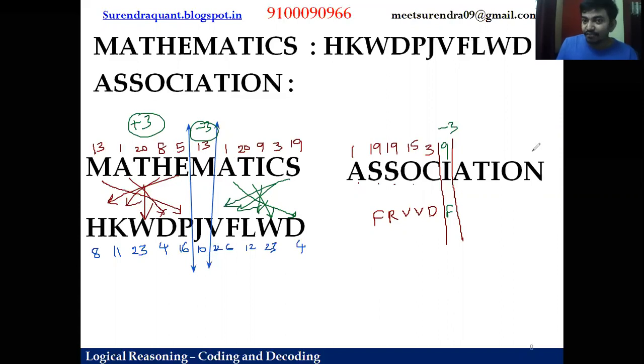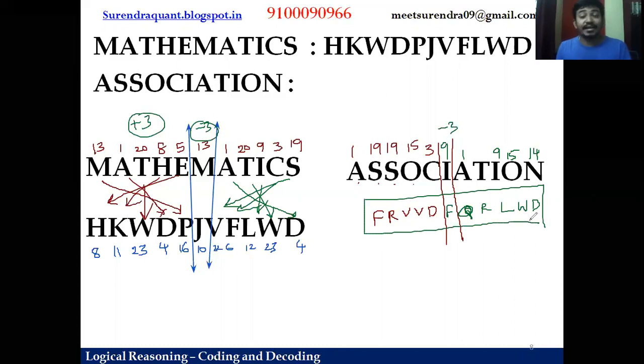So now from last to first, right? Can you see? From 19 to V, we did plus 3. So 14 plus 3 is 17, Q. O is 15 plus 3. I 9 plus 3, 12 is L. T 20 plus 3, 23 is W. A 1 plus 3, the 4th letter is D. So this is FR, VBD, FQ, RL, WD. So like this, you can solve n number of questions.